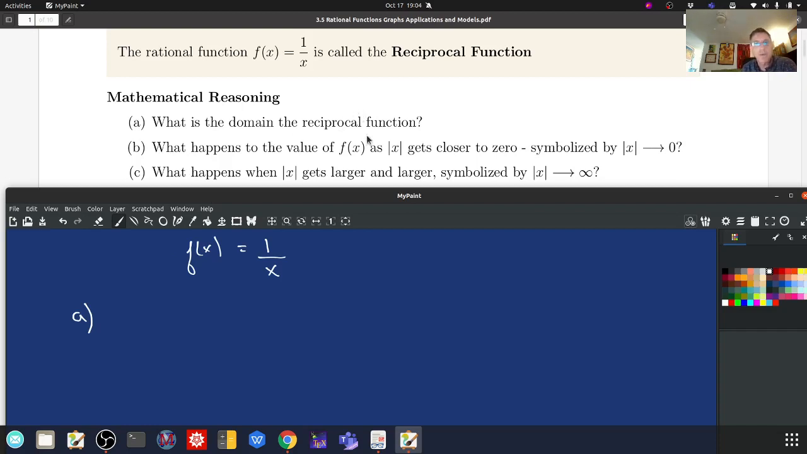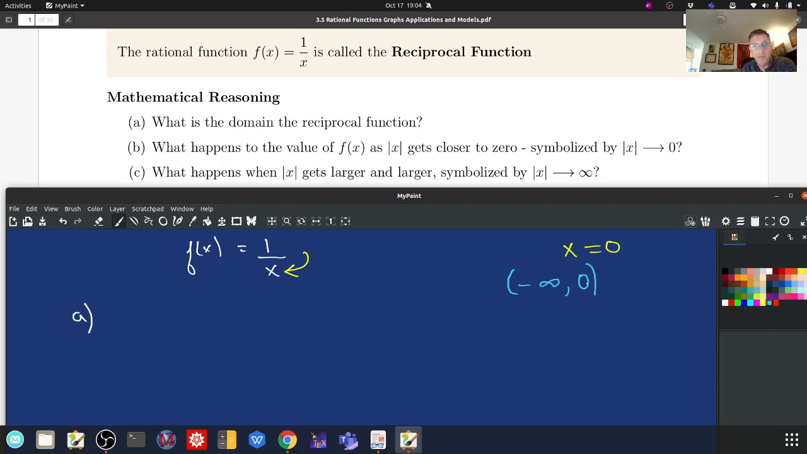So what is the domain of the reciprocal function? How to find the domain of any rational function is to set the denominator equal to 0 and solve for x. In this case, the denominator is literally x, and when we set x equal to 0, we find a value that has to be excluded from the domain. So the domain of this function is minus infinity all the way to 0, but we don't include 0. So this is an open interval.